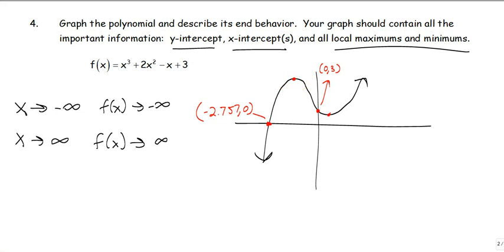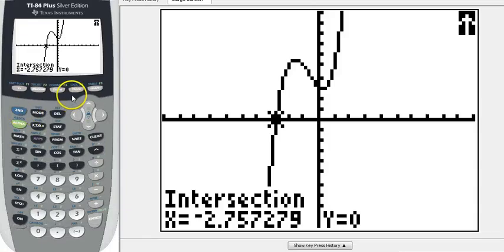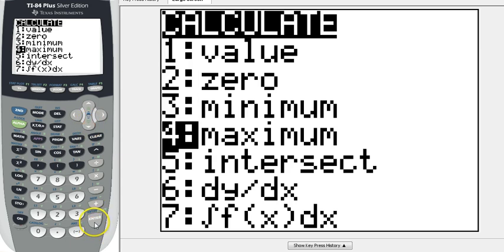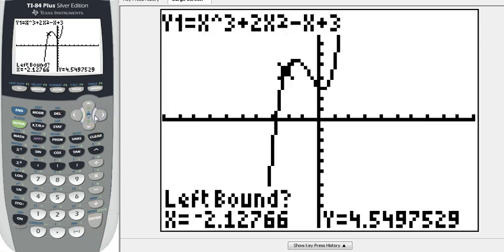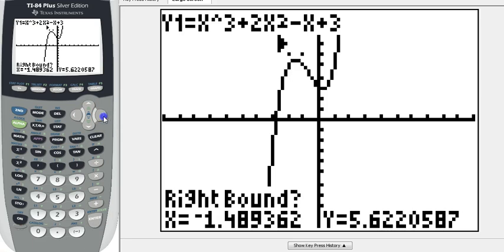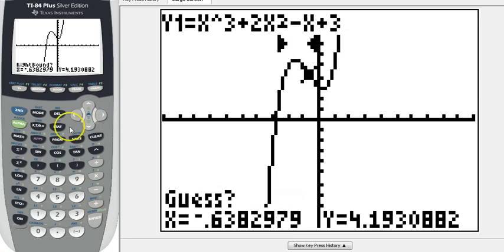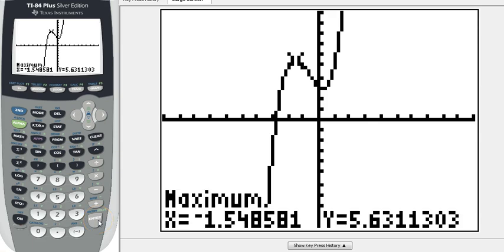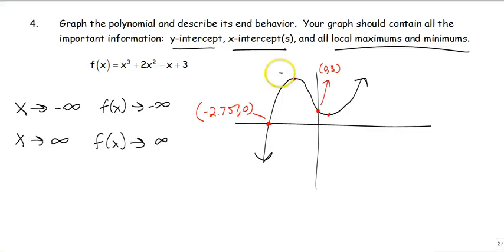So let's do the max and min. Second trace, let's do the max first. Enter, and again, for maximum you have to be to the left of it, which we are. Go over past it to the right, and then move your cursor to the middle. You have to bound it and then hit enter. You should get negative 1.549 and 5.631. Negative 1.549, comma 5.631. And now we need the min.